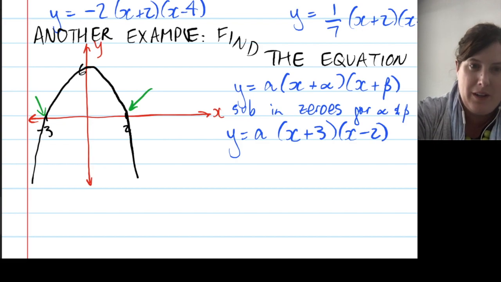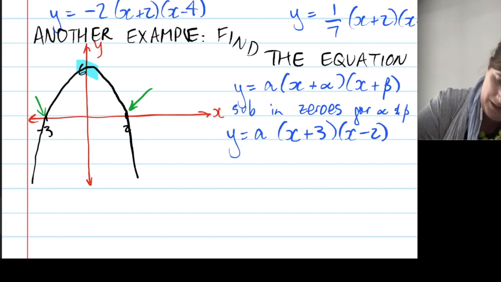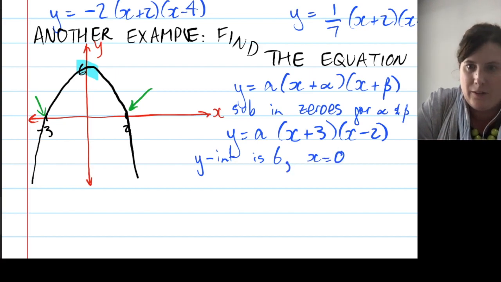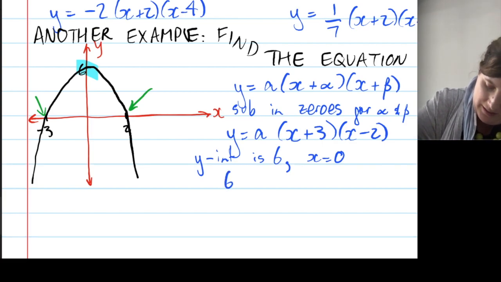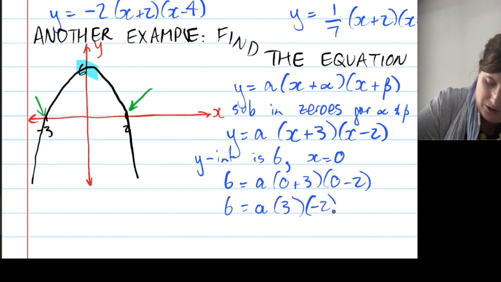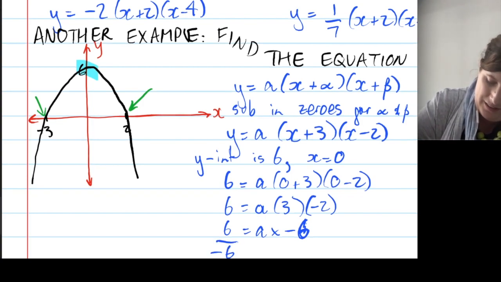Okay, I do know another point. I know that this is 6. So now I'm going to substitute that in. So the y-intercept is 6 and x equals 0 at that point because it's a y-intercept. So 6 equals a outside of 0 plus 3, 0 take 2. 6 equals a, 0 plus 3 is 3, 0 take 2 is -2. So 6 equals a times -2, and it comes out as -6. That was weird. So I'm going to divide both by -6. I'm going to get -1 equals a.